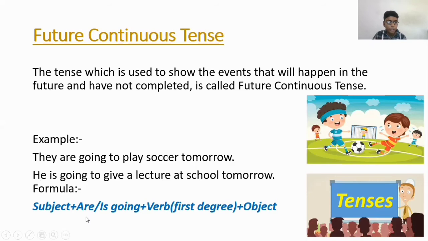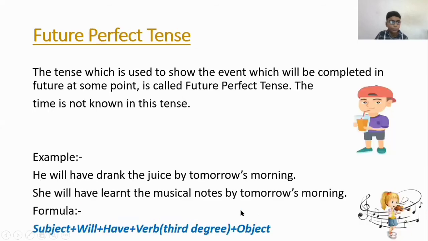Second, he is going to give a lecture at the school tomorrow. As we can see, the subject is he, and is going to give a lecture at the school tomorrow. School is the object. Let's move on to future perfect tense.